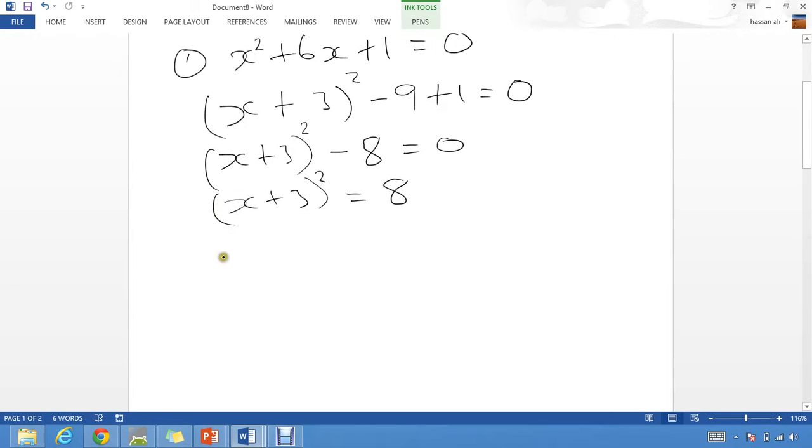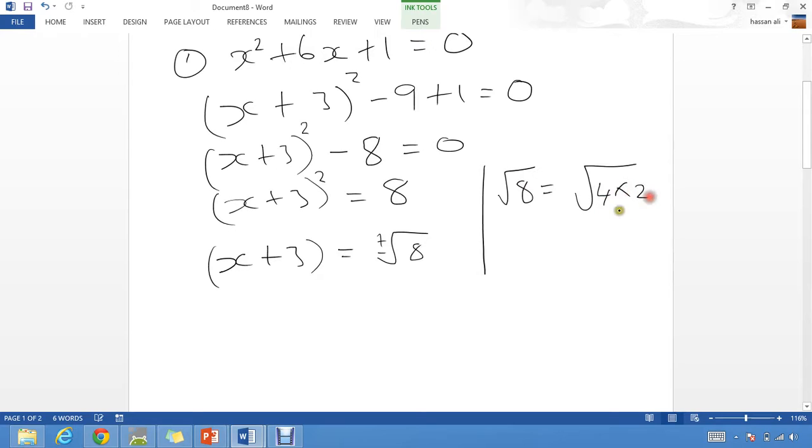And remember, to get rid of a square, we have to square root. The interesting thing is square root 8, if you know your surds, you can simplify. Square root 8 is the same as square root 4 times 2. Square root 4 is 2, and root 2 we just keep the same. So if we finalize this, we're saying plus or minus 2 root 2 and then minus 3. That will be your final answer.